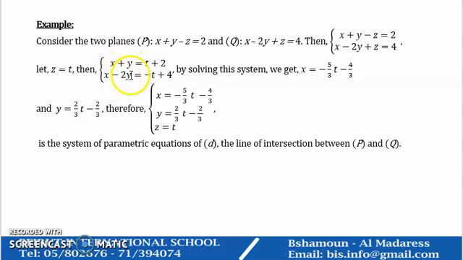Then we determine the values of x and y in terms of t. We obtain x equals minus 5 over 3 t minus 4 over 3, and y equals 2 over 3 t minus 2 over 3. So we obtain three values, x, y, and z, which are the parametric equations of the straight line D, the intersection of the two planes, where t is a real parameter.